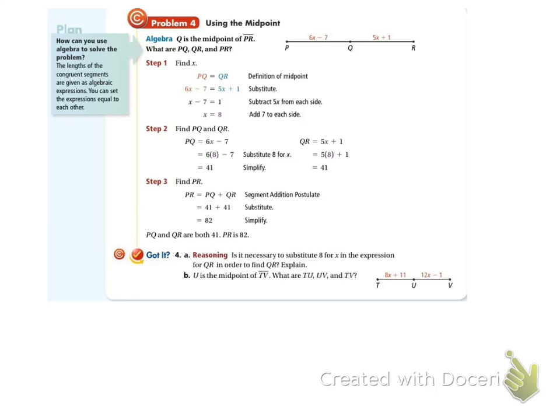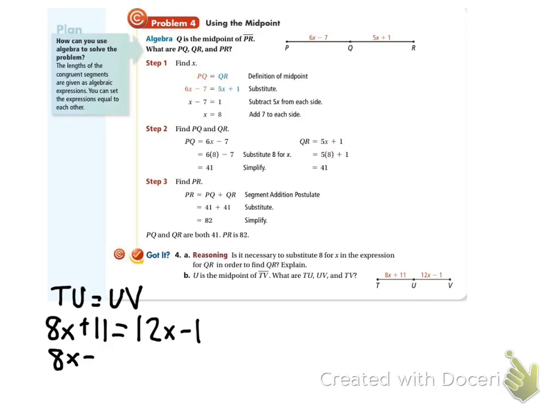Alrighty. And then let's try one on our own. So U is the midpoint of TV. What are TU, UV, and TV? Okay, so I know TU is equal to UV. So 8x plus 11 is equal to 12x minus 1. So if I add 1 to both sides, I get 8x plus 12 is equal to 12x, and then I can subtract that 8x, which gives me 12 is equal to 4x, and then if I divide by 4, I get that x is equal to 3.